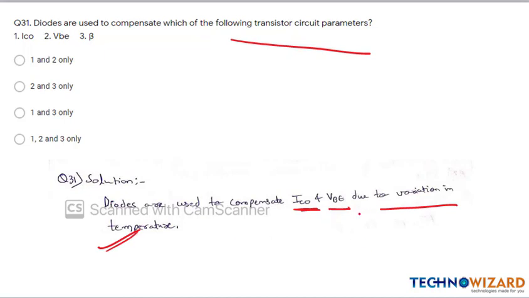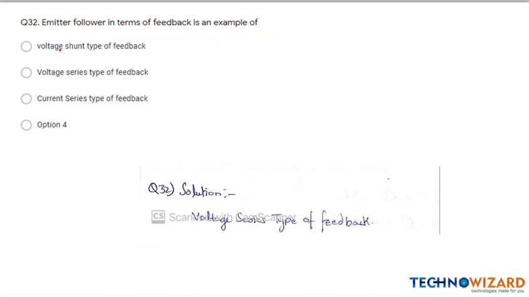Therefore, ICU and VBE, that is first and second, is the correct answer. Now, emitter follower. Emitter follower in terms of feedback is an example of voltage series type of feedback.